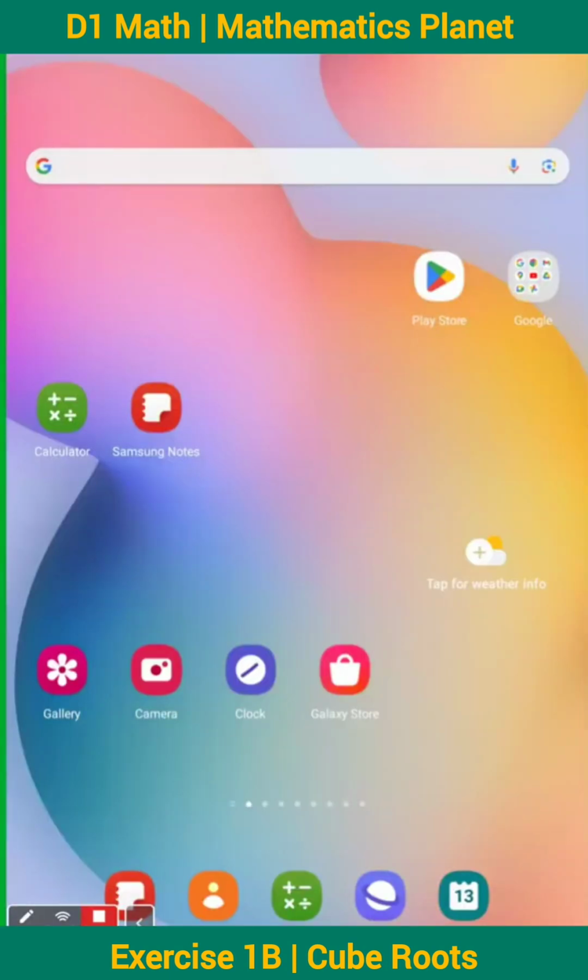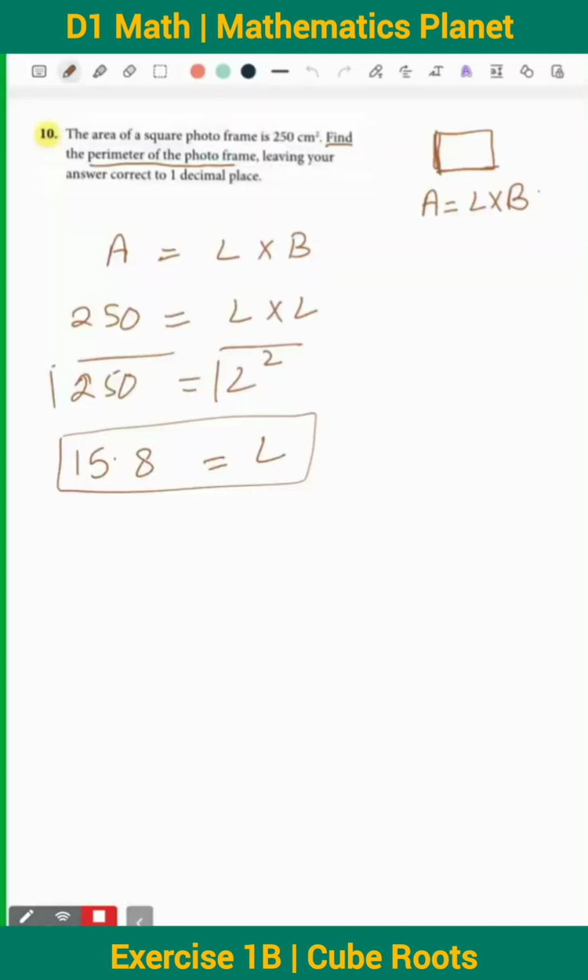Now I'm sharing the screen. Can you wait one second. Yes, students, we get 15.8, which is the length of the square. Everything clear up till now? Yes.